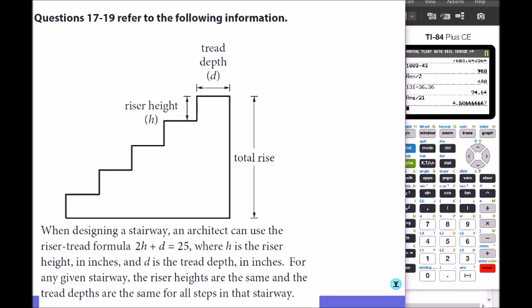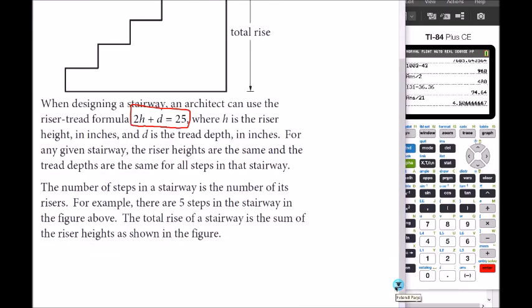17. When designing a stairway, an architect can use the riser-tread formula 2h plus d equals 25, where h is the riser height and d is the tread depth. For any given stairway, the riser heights are the same and the tread depths are the same for all steps in the stairway. The number of steps in the stairway and the number of its risers. Okay, so 5 steps in the figure above. The total rise of the stairway is the sum of the riser heights shown in the figure. Total rise. So what's the question?